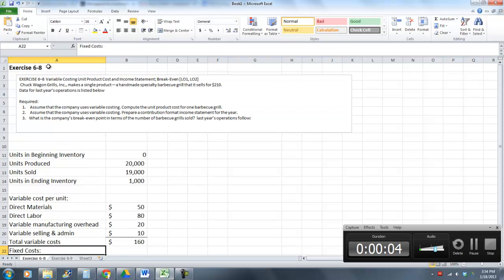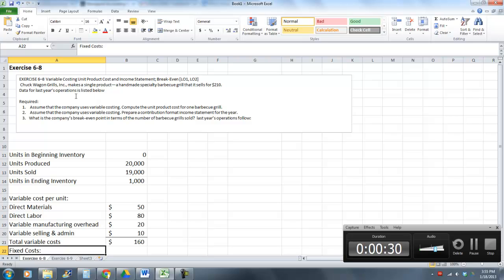These are examples from Chapter 6. This is talking about variable costing and absorption costing. Exercise 6-8, variable costing unit product cost, an income statement, and a break-even. So, Chuck Wagon Grills Incorporated makes a single product, a handmade specialty barbecue grill that sells for $210. Data for last year is listed below.